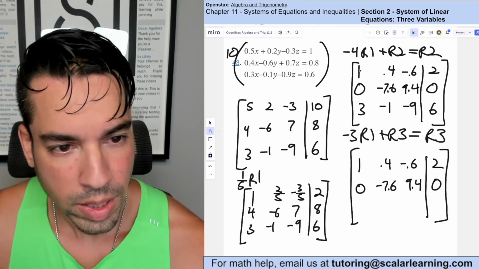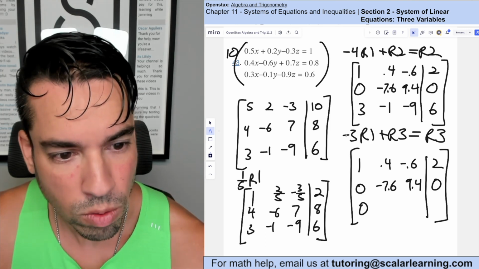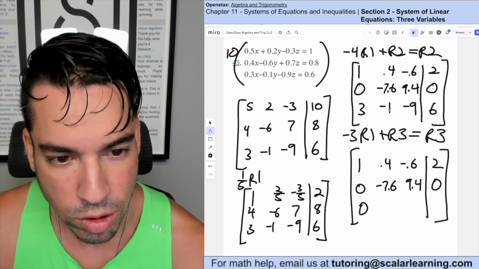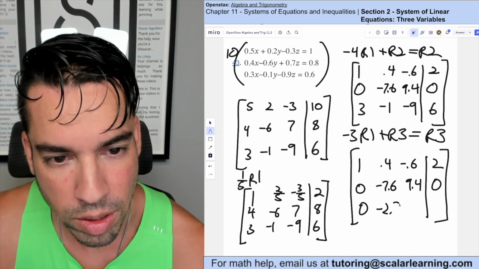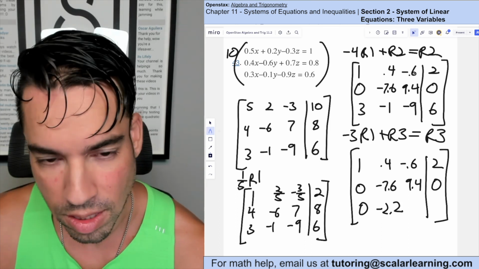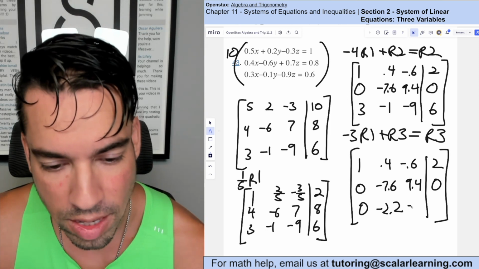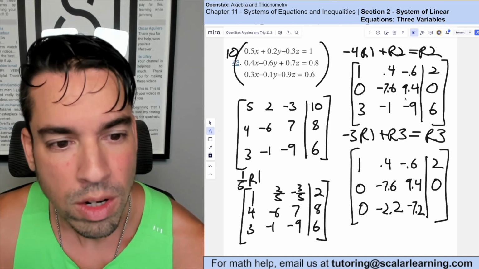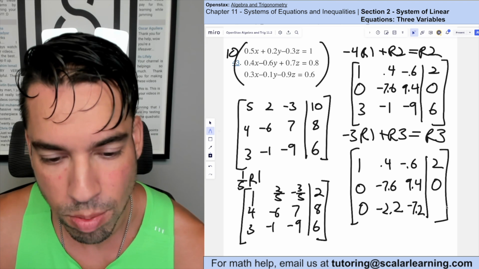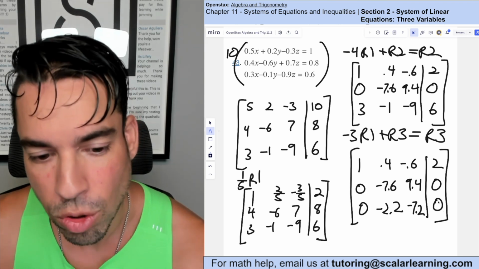Let's write that out. So we have -3 plus 3 is 0. -3 times that is -1.2, plus -1 is -2.2. -3 times -0.6 is 1.8, plus -9 is -7.2, and then -3 times 2 is -6, plus 6 is 0. Interesting. So those two have zeroed out.